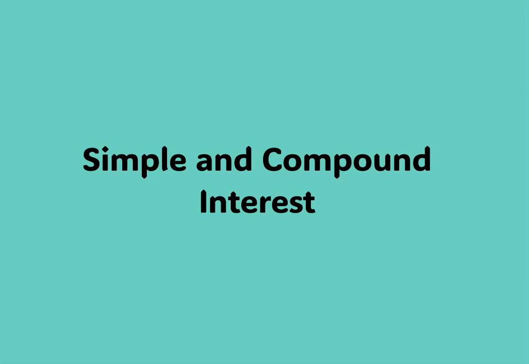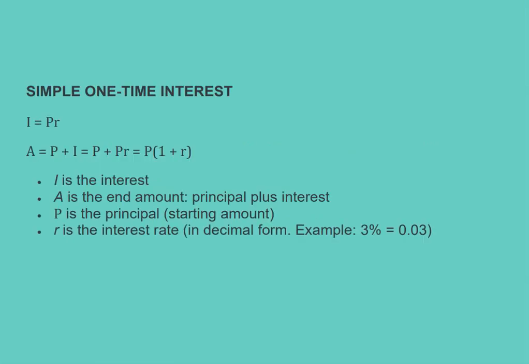In this video, we're going to be discussing simple and compound interest. Simple one-time interest can be found by using the formula I equals P times R. I is going to represent the interest. P is the principal amount, which is the starting amount, and R is the interest rate in decimal form.